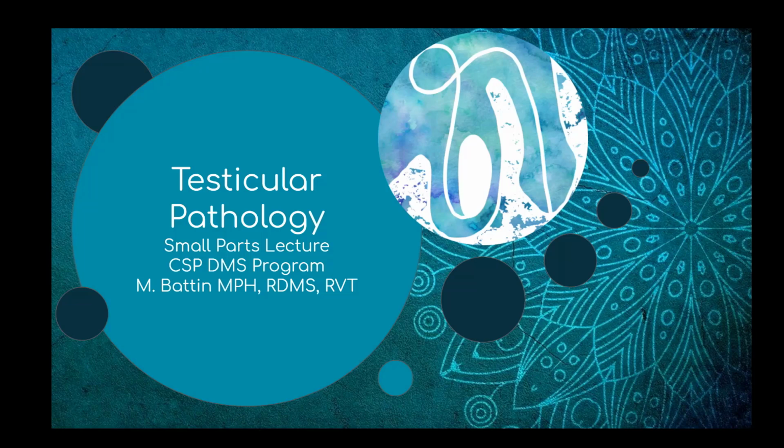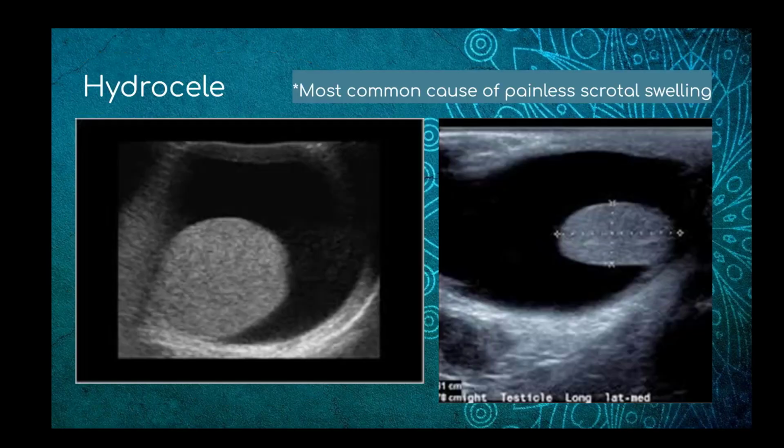All right, let's then switch over to some testicular pathology that we see. And so these first ones that I'm going to go through are just fluid collections that we see outside of the testicle. You should be able to recognize these based on how they look by ultrasound.